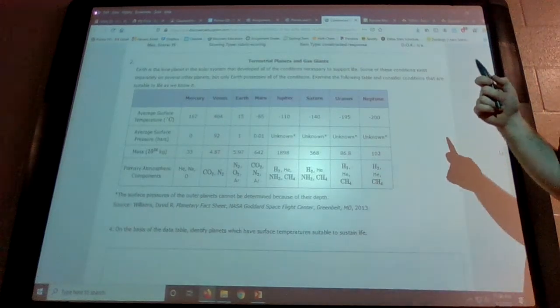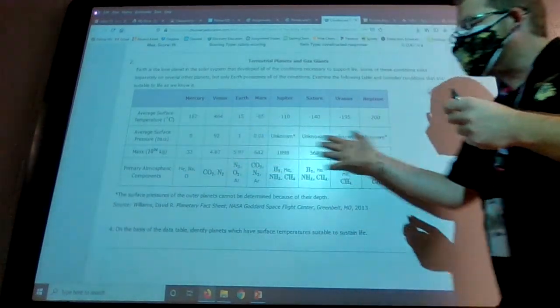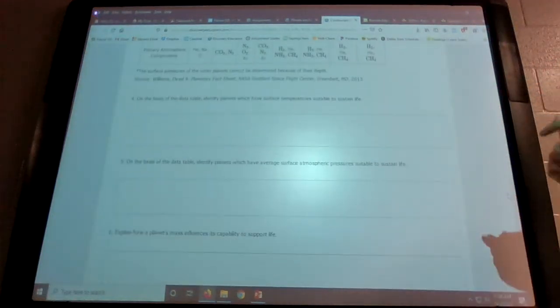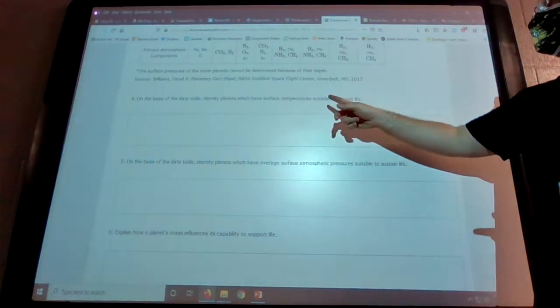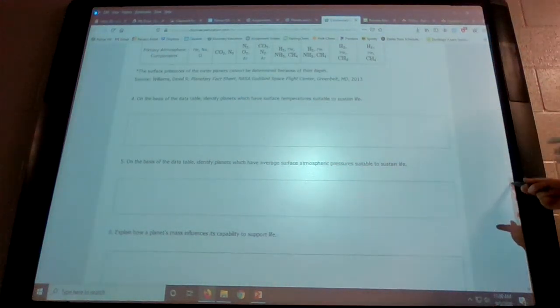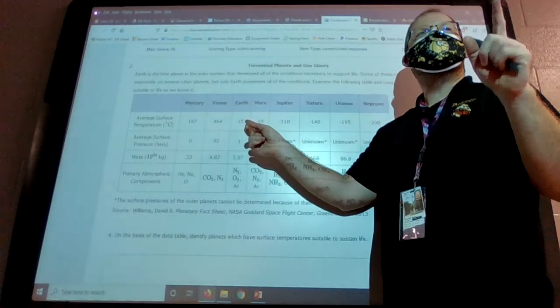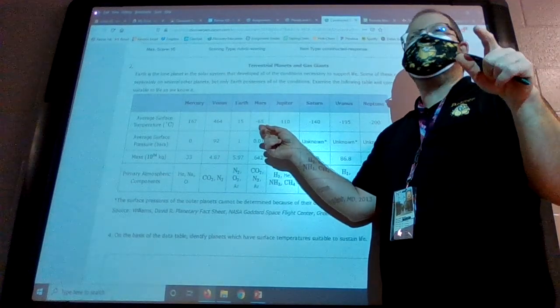So section 2, those are 3 pretty easy questions you can answer quickly. Section 2 gives you this chart and starts to ask you some questions about it. On the basis of the data table, identify planets which have surface temperatures suitable to sustain life. Pretty much it's just going to be Earth. Mars sometimes in some places does have a temperature that's sustainable for life.